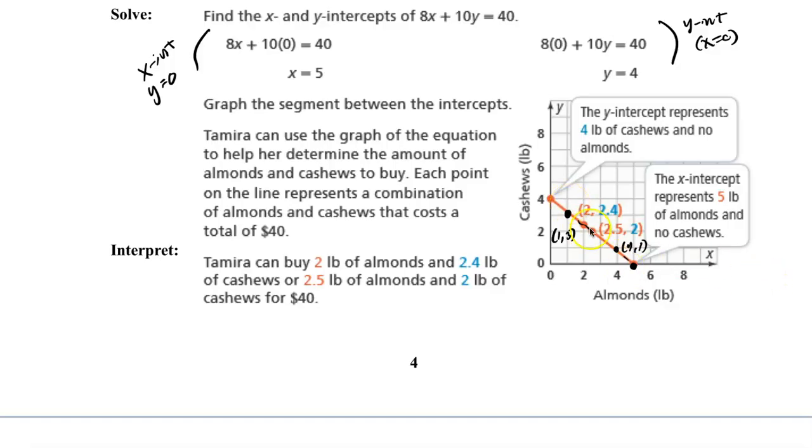These are all the different possibilities. And the ones that were closest to each other were 2 and 2.4, and 2.5 and 2. So that's kind of getting to use it. And that's the end of this video.